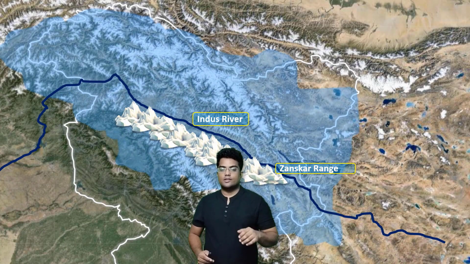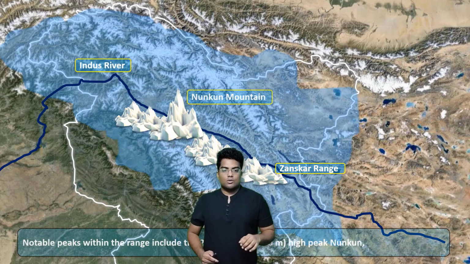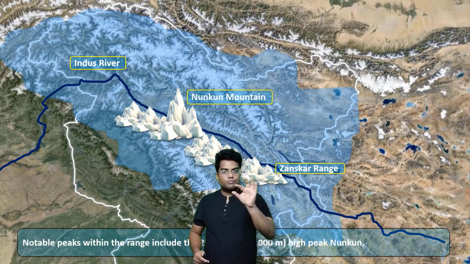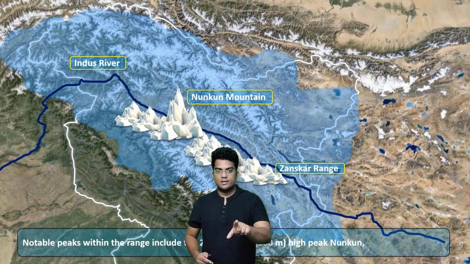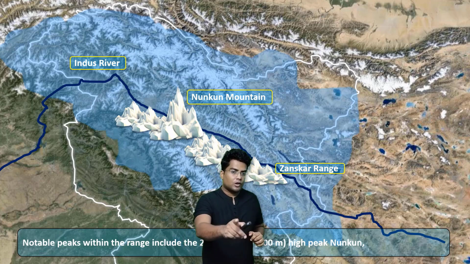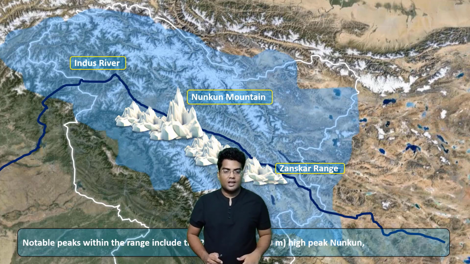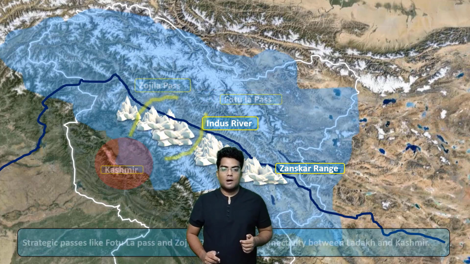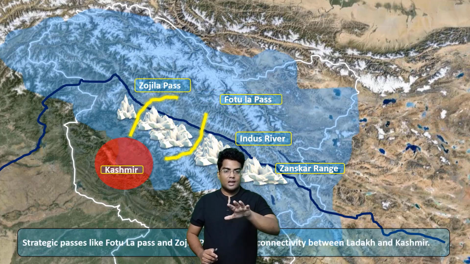So what's next? Once again, this is the Indus River and the Zaskar range. The most prominent mountain in the Zaskar range is the Nun Kun mountain. This is located somewhere here. Next, we have the passes. As you can see, there are three major passes. Right now it's mentioning two.